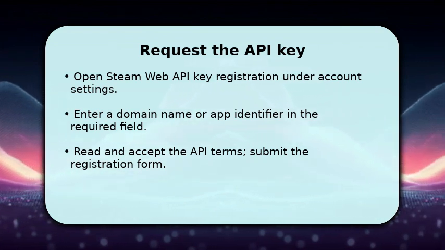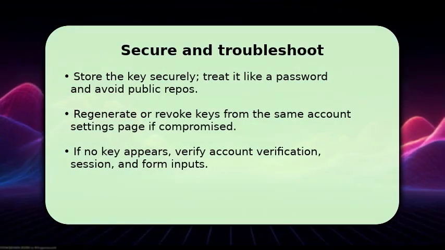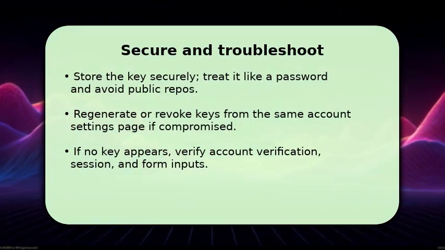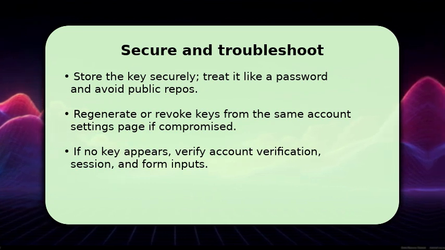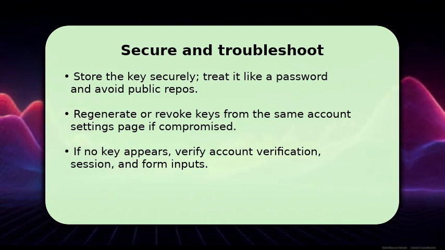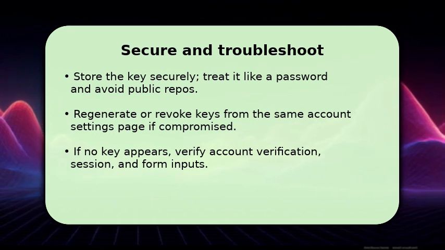Finally, save your API key in a secure location such as an encrypted vault or environment variable. Do not commit it to public code. If you suspect compromise, return to account settings to revoke or regenerate the key immediately.